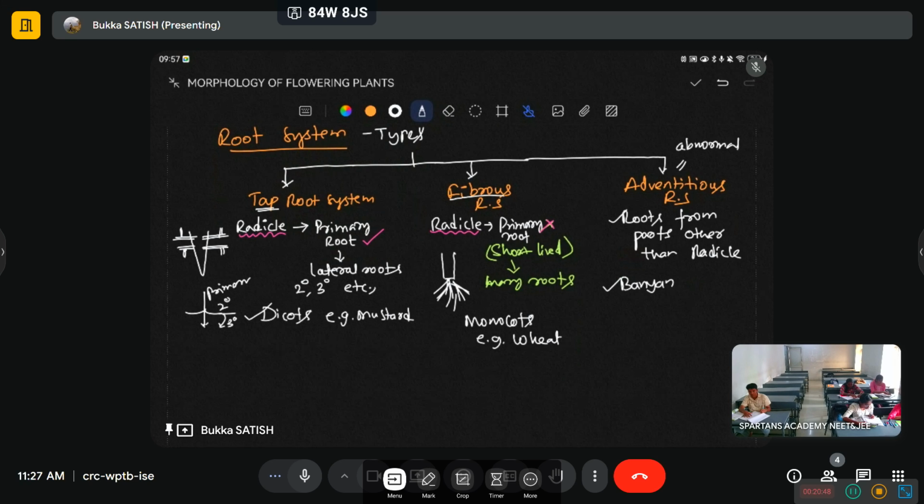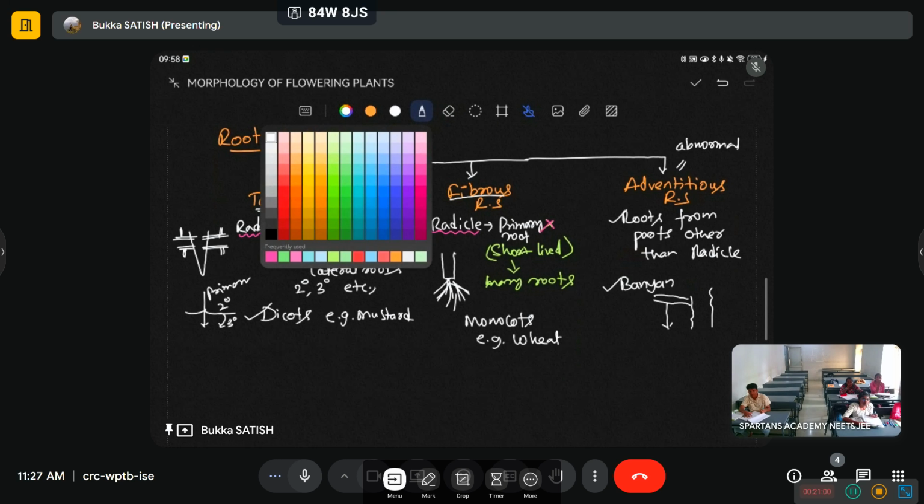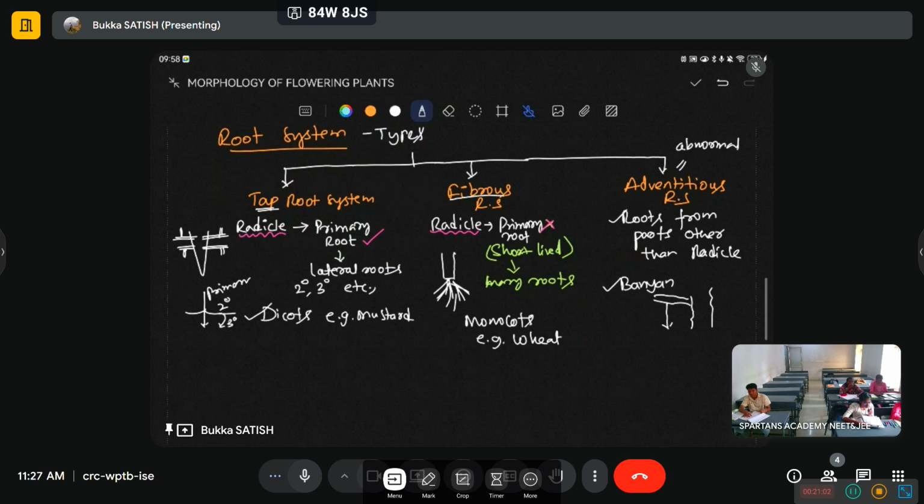There you can see the tree is having very large branches. From these branches, you can see roots developed. What do you call these roots? Anyone? These roots are what we call prop roots. These prop roots are examples for adventitious roots.